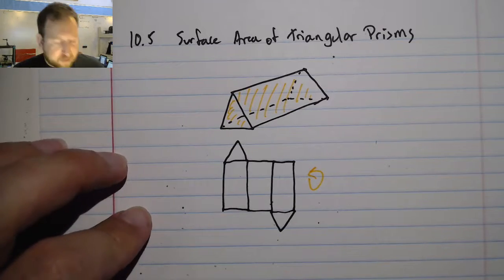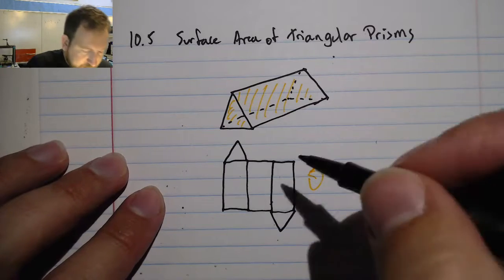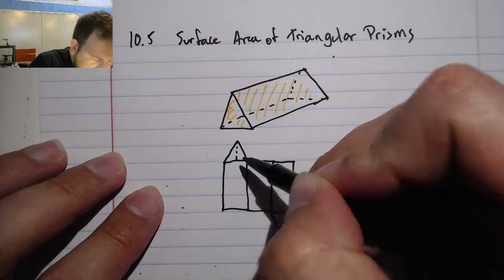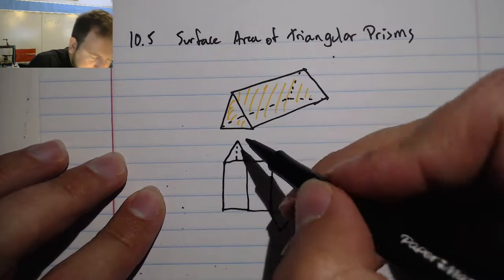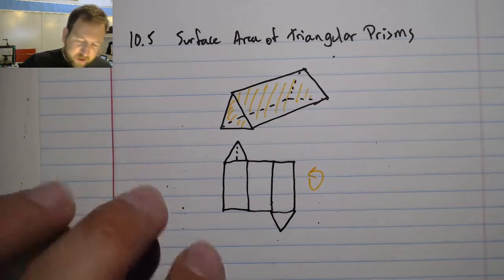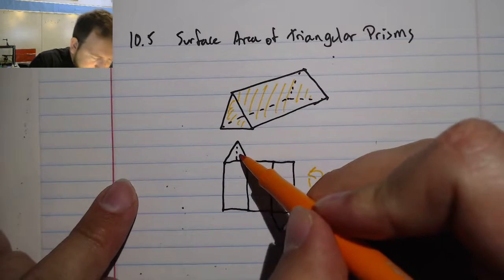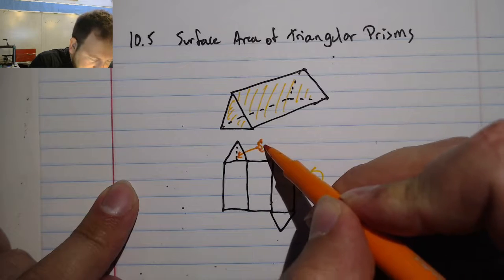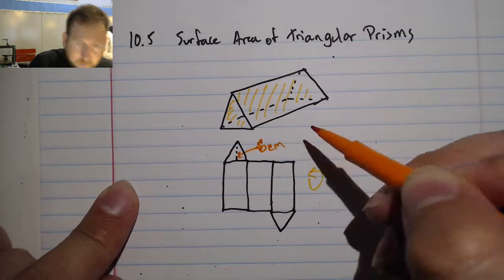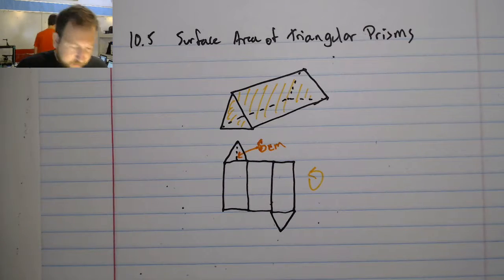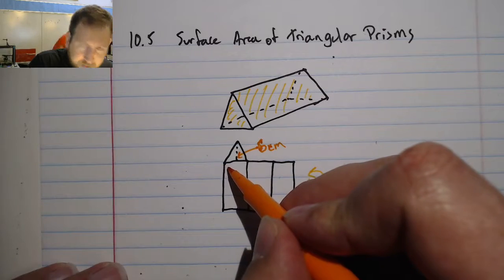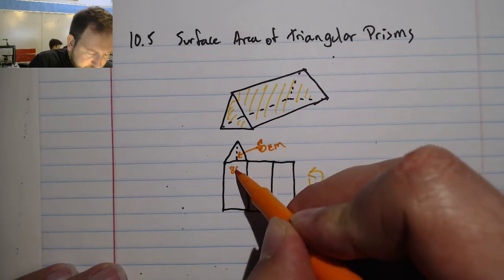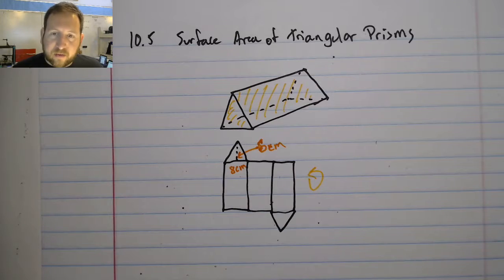Now for this one, let's pretend that the measurements are like this. We have the height of our triangle, and the height is going to be, let me draw it in, I should have drawn this a little bit bigger. This is going to be 6 centimeters, sorry. And we also have this side here, which is going to be 8 centimeters. That's going to be the base of our triangle.